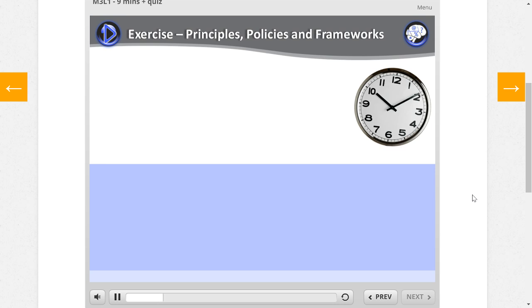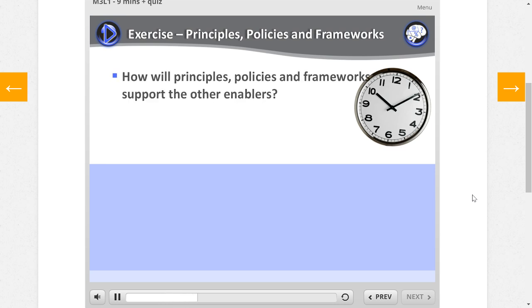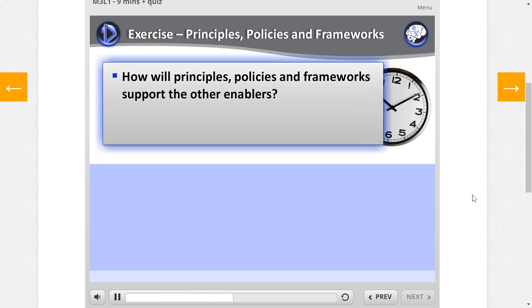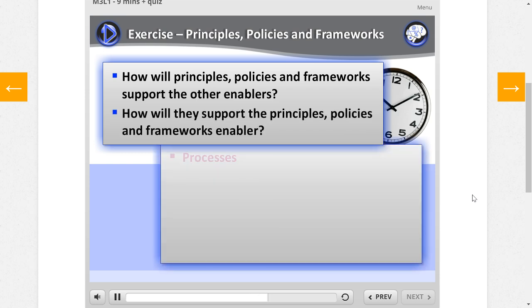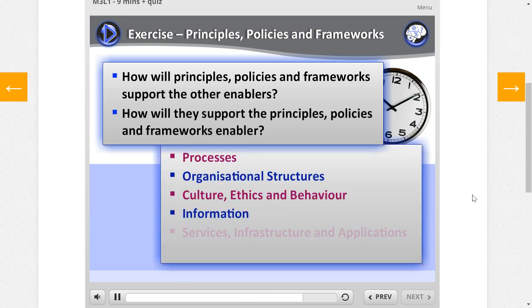Here's a reminder of the other enablers. How will Principles, Policies, and Frameworks support them? How will they support the Principles, Policies, and Frameworks enabler?